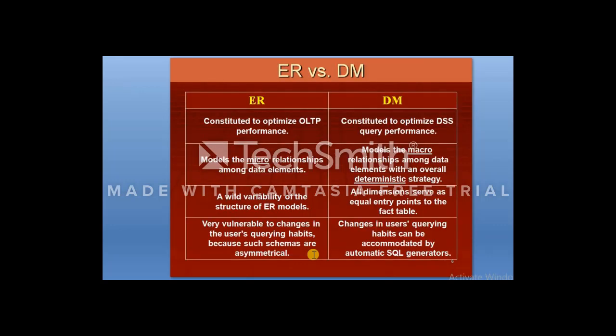So by looking at all these scenarios in which we need dimensional modeling, and how we actually came to another model from an ER model, because we looked at different limitations of the ER model for decision support systems. In this slide we will discuss the difference between an ER model and a dimensional model. The first difference is that ER models are used to optimize OLTP performance.